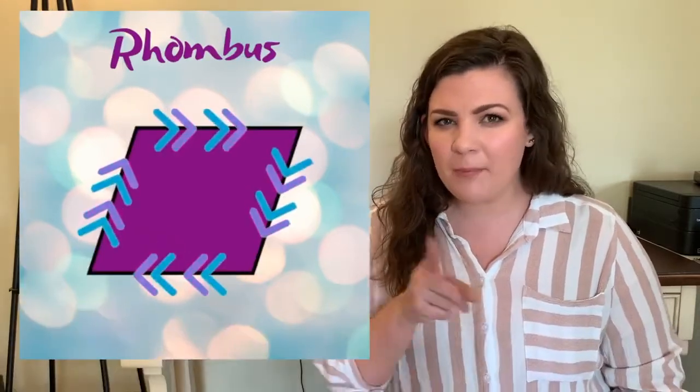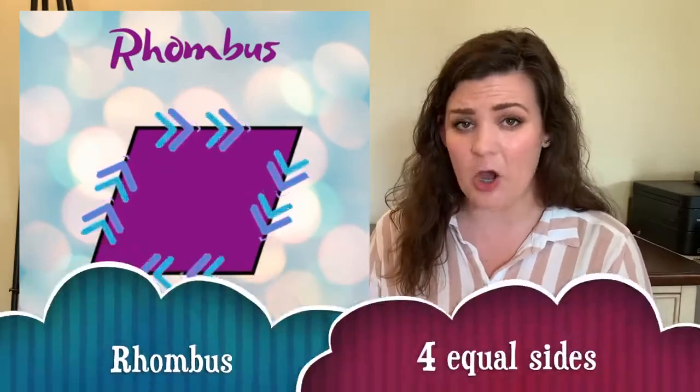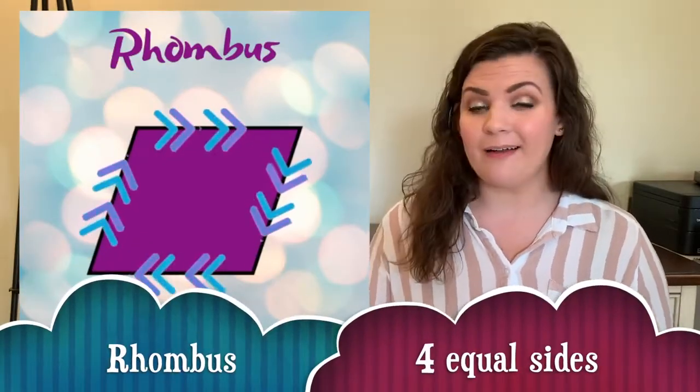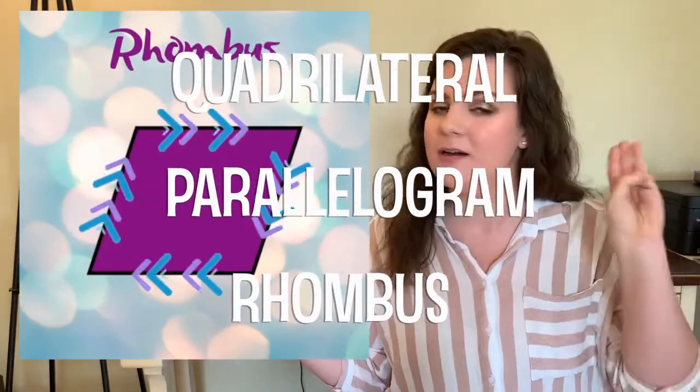But do you remember what she said that makes her different and a little more special than her brother? In her own words, of course. All 4 of her sides are equal. So this polygon here is a quadrilateral, a parallelogram, and a rhombus.